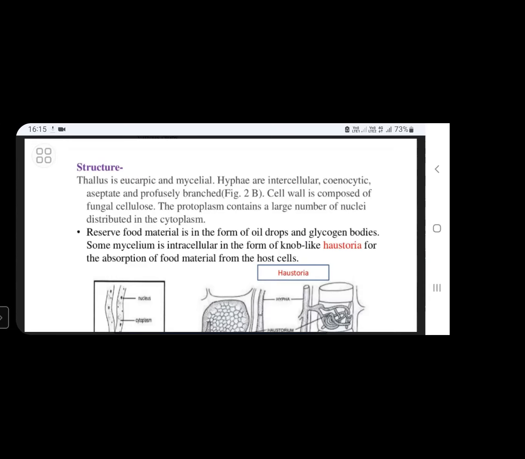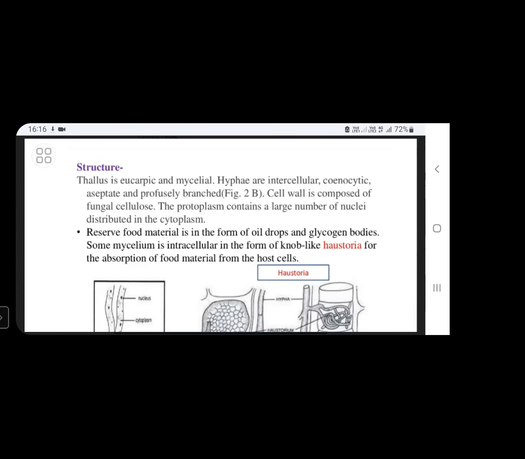What kind of mycelium will we see? Here the mycelium is the plant body, that is filamentous mycelium. This is also branched. It will show branching. So here the thallus is mostly mycelial in condition.